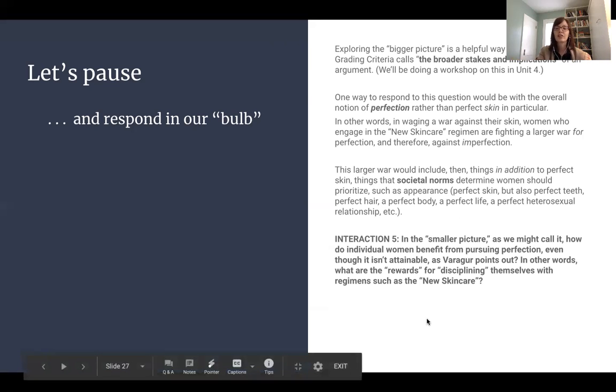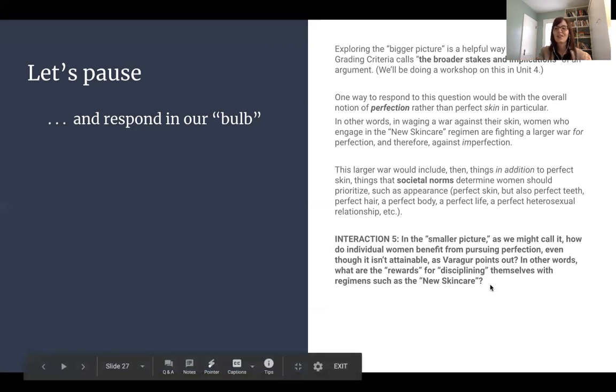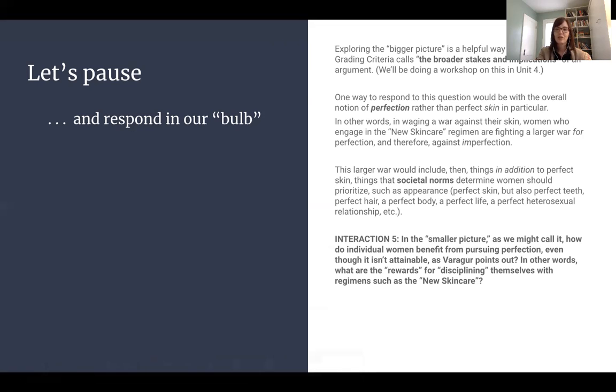Okay, but first for interaction 5, we're going to focus in on the small picture before we zoom out again to the big picture. So in what we might call the smaller picture, how do individual women benefit from pursuing perfection, even though it isn't attainable, as Vargar points out? In other words, what are the rewards for disciplining themselves with regimens such as the new skincare? Okay, so first focusing on an individual woman and her motivations, and then we'll zoom our camera lens out to the bigger picture.